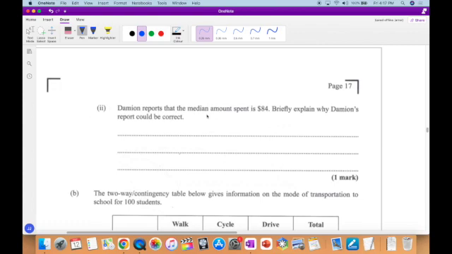So Damien reports that the median amount spent is $84. Briefly explain why Damien's report could be correct. Well, remember, the median is the one in the middle. So from 100 students, the median would imply the 50th student.